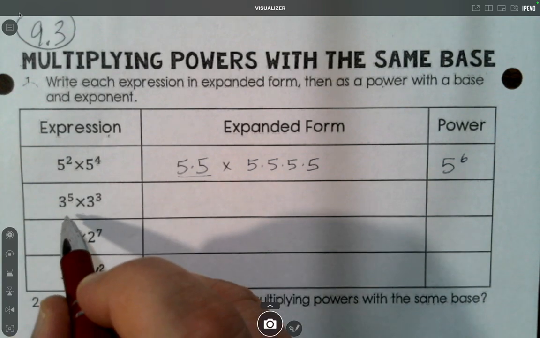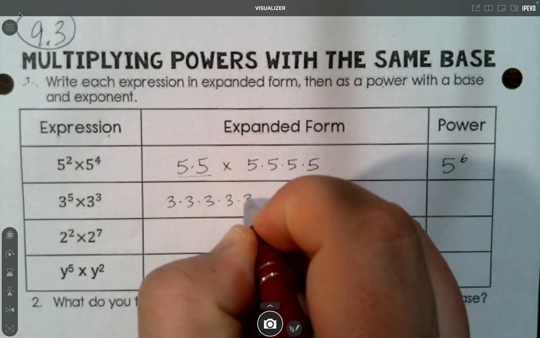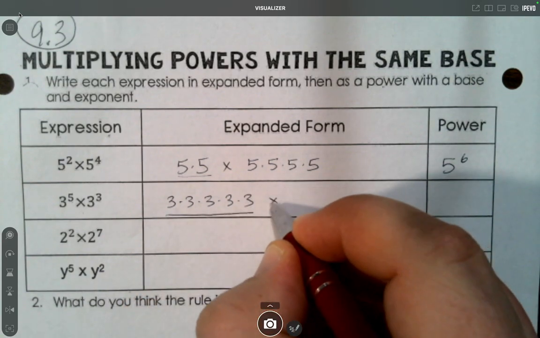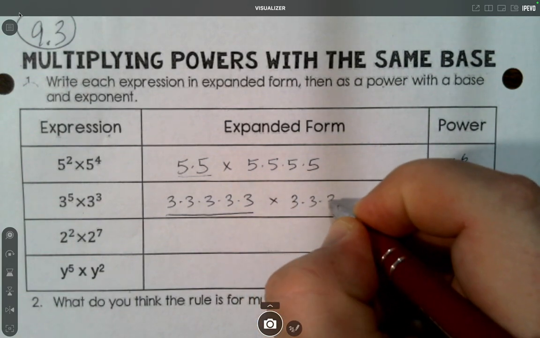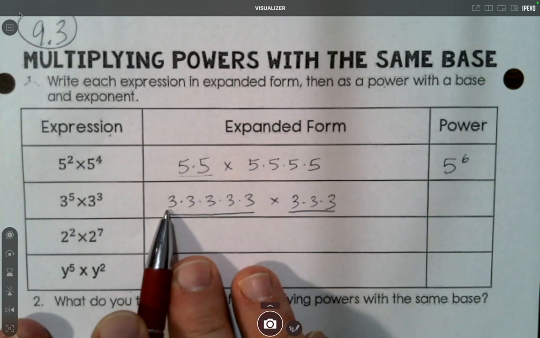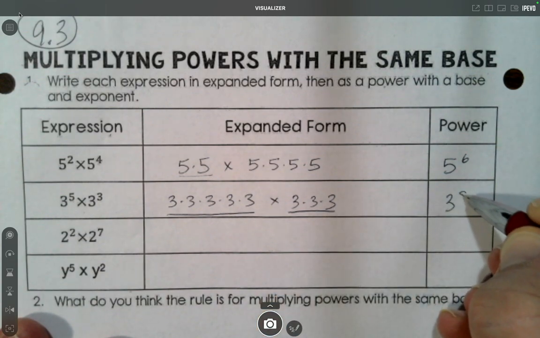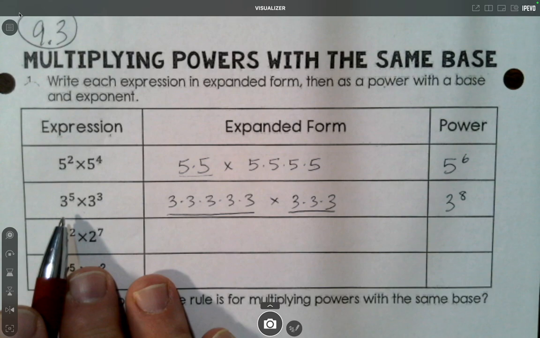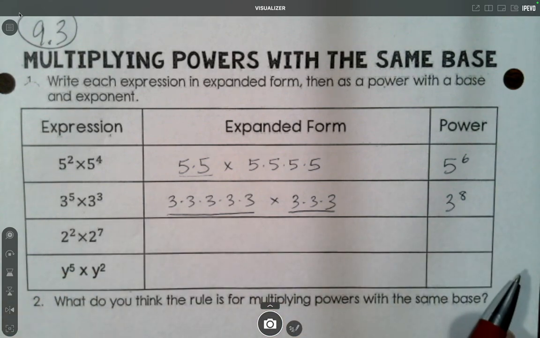So let's follow this same pattern here. 3 to the 5th means 3 times 3 times 3 times 3 times 3. So I've got 5 3's multiplied together. That's just what 3 to the 5th means, 3 times itself 5 times. 3 cubed means 3 times itself 3 times. So then if you count, we have 1, 2, 3, 4, 5, 6, 7, 8 threes. We can write it as 3 to the 8th power. So 3 to the 5th times 3 to the 3rd is equivalent to 3 to the 8th power.